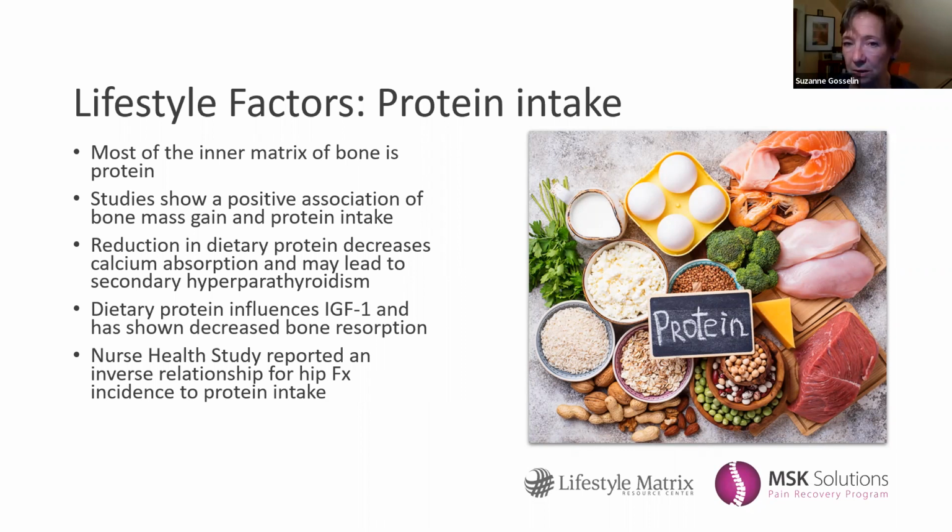protein-rich collagen matrix. It doesn't have to be animal products. It can be vegetable products as well. But vegans and vegetarians have to really be on their plan. You have to make a point of ensuring that you're getting adequate protein given the lack of animal product. So that inner matrix needs protein. And there are definite studies that show positive association between bone mass gain and protein intake.